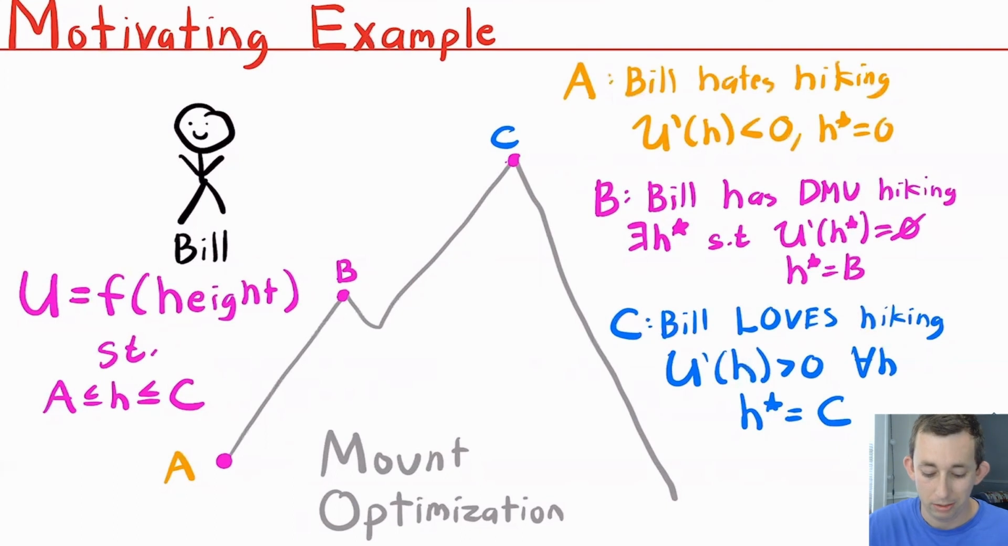There's point B, where he goes about halfway up. There's a natural mini peak, and then he could climb back down. Or he could keep going past that little peak and go all the way up to the top of the mountain and all the way back down. And that's the furthest that Bill can climb.